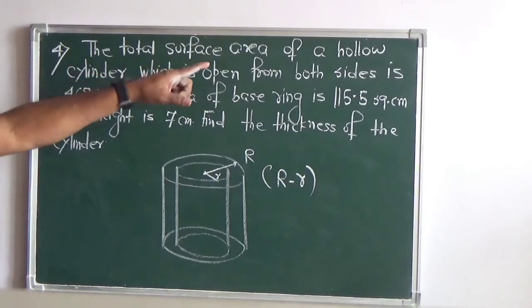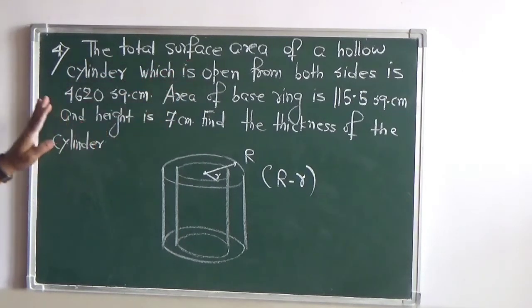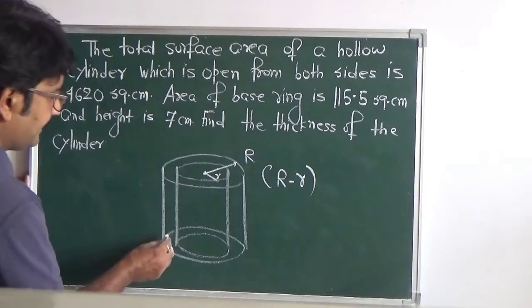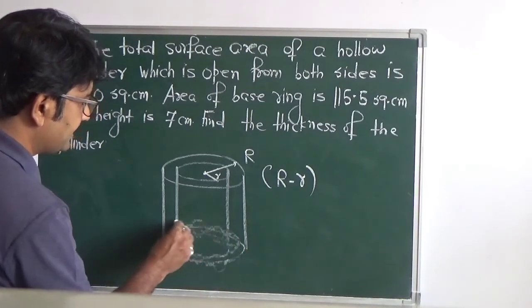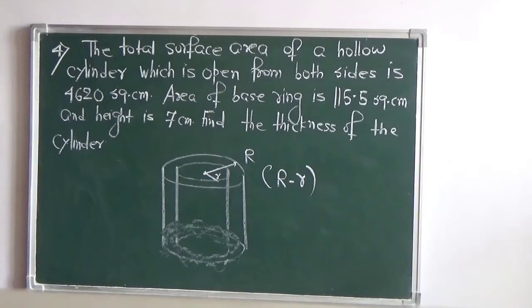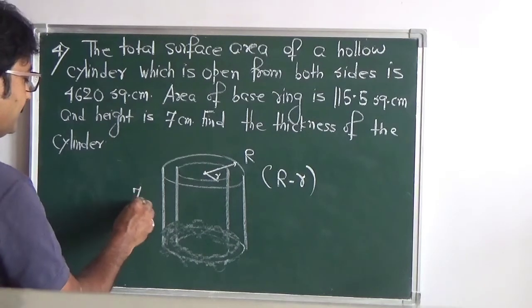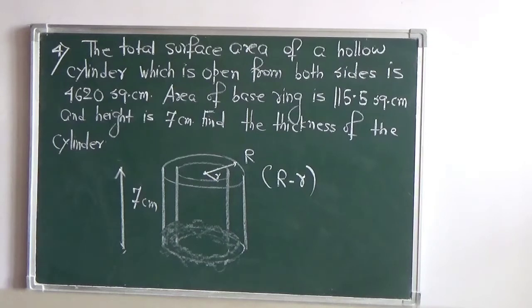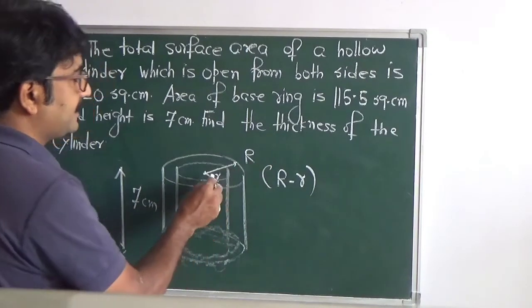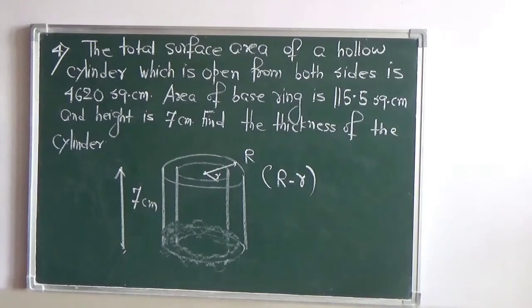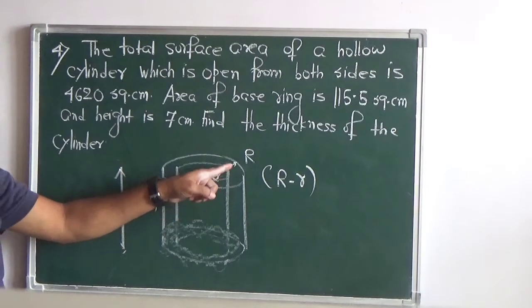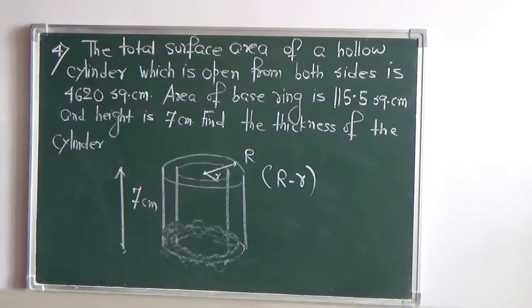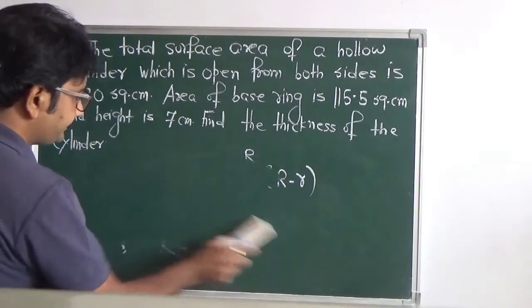The total surface area of the hollow cylinder which is open from both sides is 4620 square centimeter, and the area of the base ring, this ring, is given as 115.5 square centimeter, and the height of this is given as 7 centimeter. So you need to find the thickness. As I told you, you have to find R minus r. Capital R is the radius of the bigger circle, and small r is the radius of the inner circle. So now you need to find this.